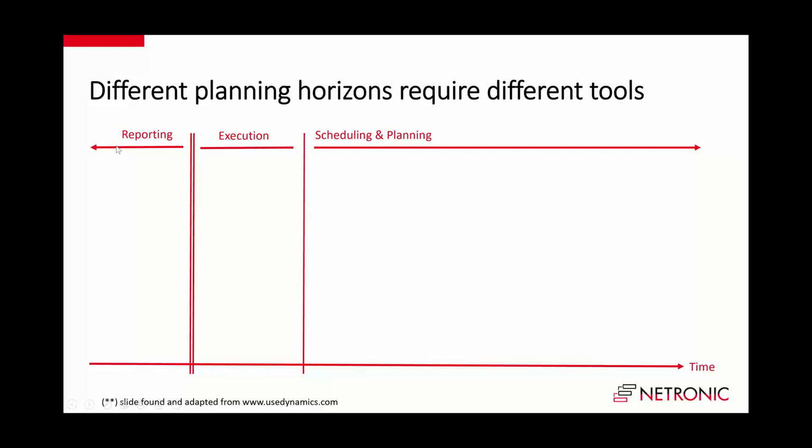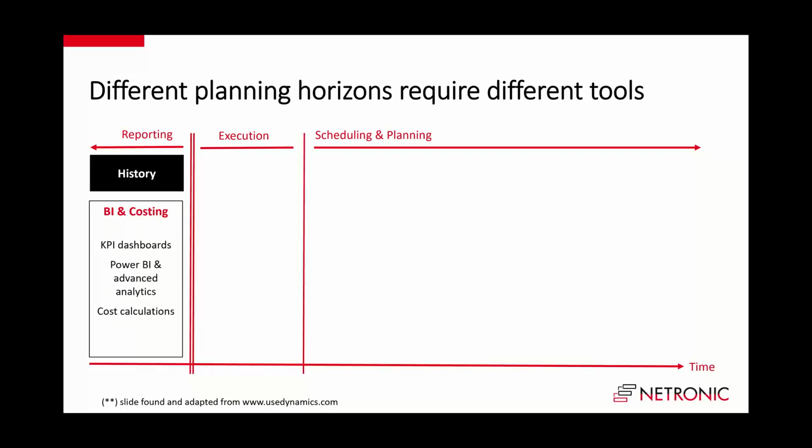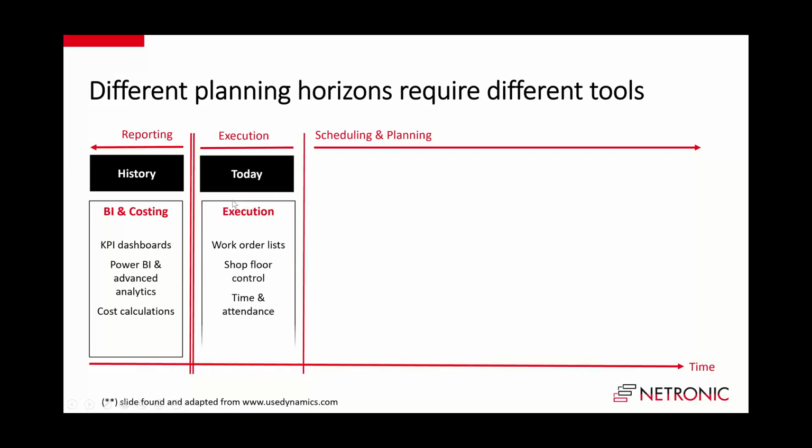What we're doing at NETRONIC, we provide you with scheduling tools. We don't do reporting. For reporting, you look into the history, so please talk to somebody who gives you business intelligence, like Power BI or stuff like this. This is looking back. We with our products look from today on. So we look at today and in the future, but really today, looking at today, this is execution.